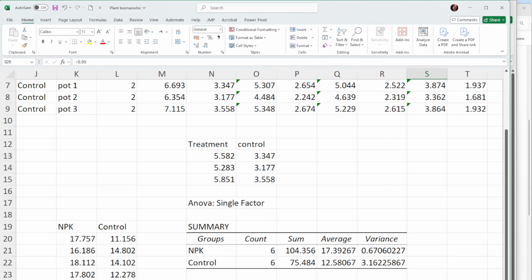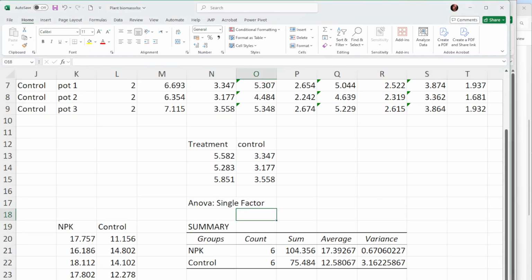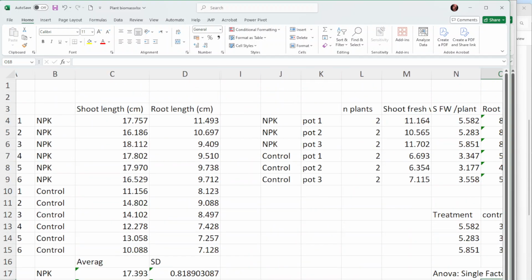So you will interpret if there is statistical significance of the difference based on this p-value here that comes from the ANOVA. Yeah, and you get that ANOVA from data analysis. Okay. So next, I want you guys to think about that.